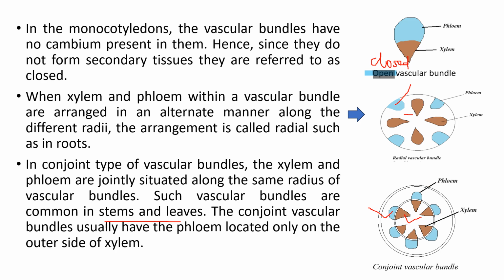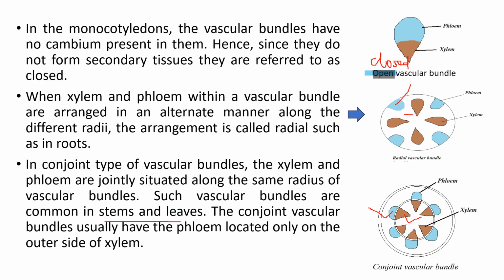So it is all about open and closed type of vascular bundle. Open type of vascular bundle is that where the cambium layer is present between xylem and phloem, and closed type is where the cambium layer is absent. Open type of vascular bundle is common in case of dicot stem, but in case of monocot stem it is closed type of vascular bundle.